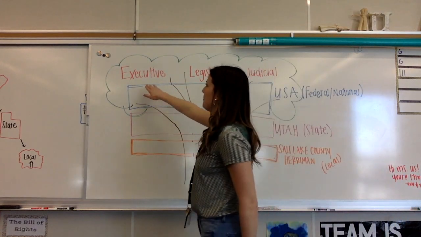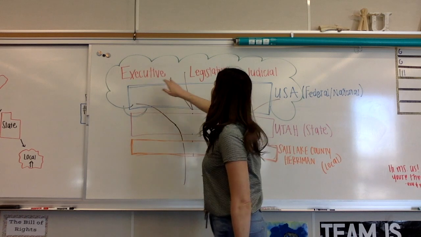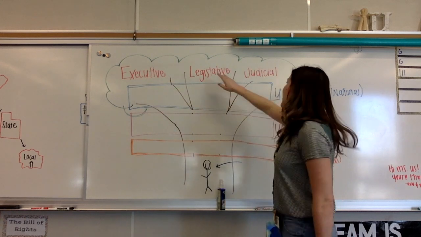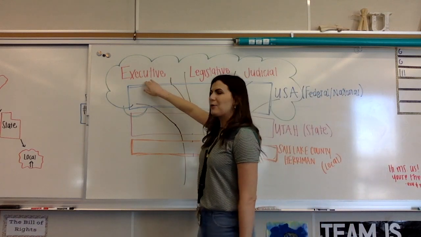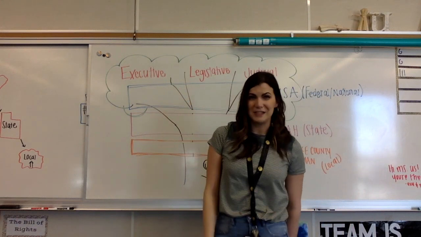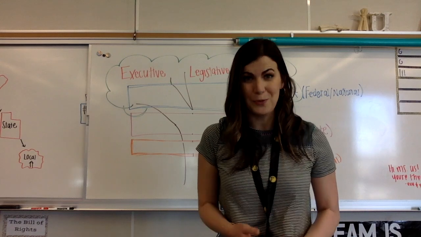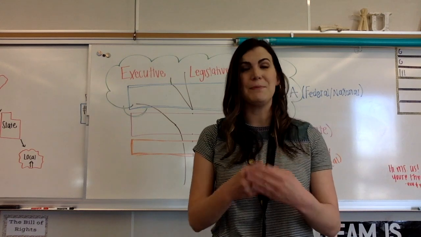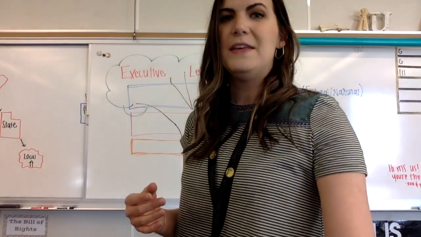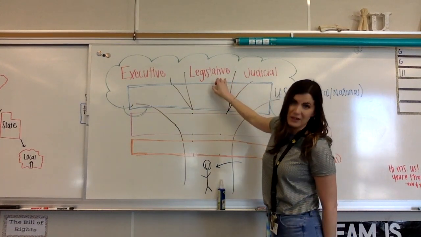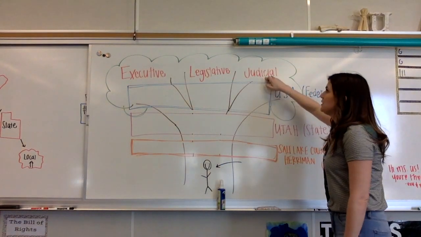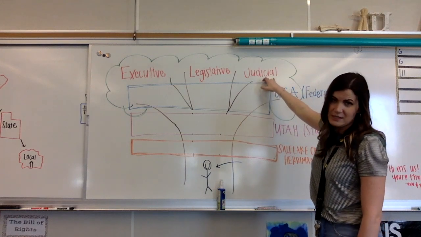We have three different branches. We have our executive branch, we have our legislative branch, and we have our judicial branch. So if you remember, the executive branch, their job is to enforce the laws, to make sure people are actually following them. That's their whole job, is make sure people follow the laws. Then we have our legislative branch. They write the laws. Then we have our judicial branch, and they interpret the laws, okay?